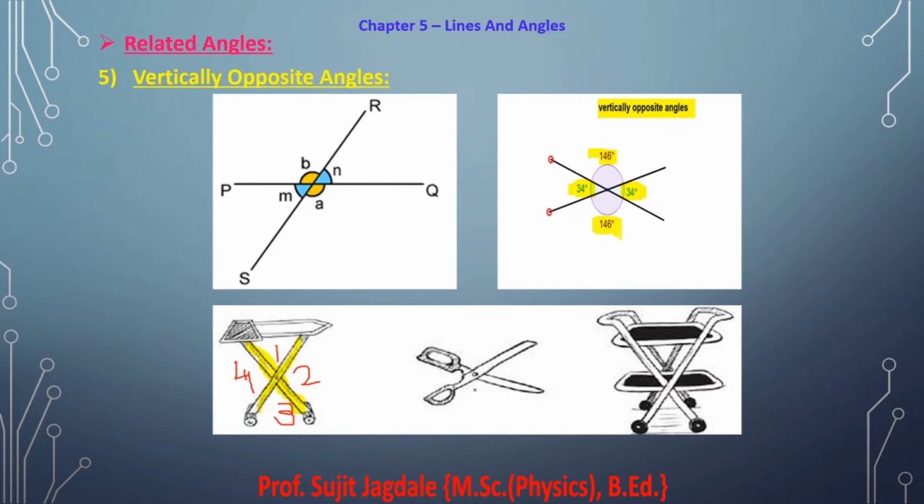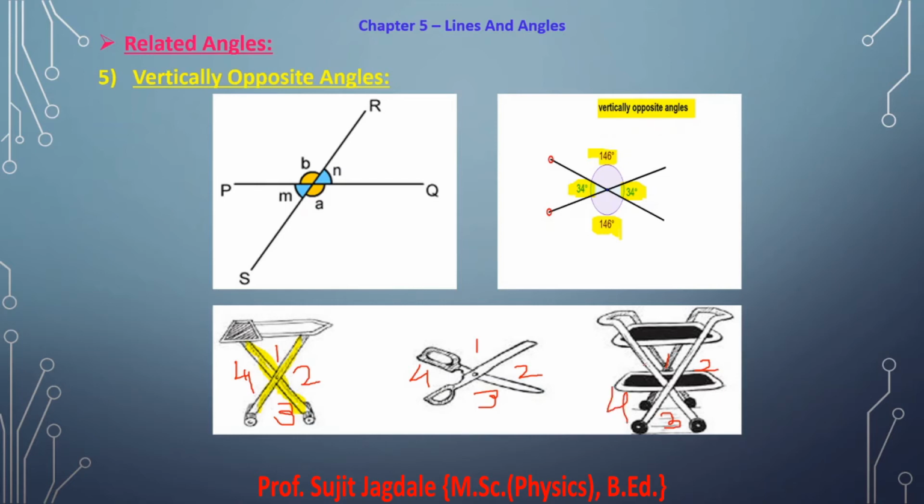Then a scissor is also forming 4 angles because those 2 sides or 2 blades of the scissor are crossing each other and giving us 4 angles. So it is also referred to as vertically opposite angles. Again, a different type of table is there, and here also we are getting vertically opposite angles.